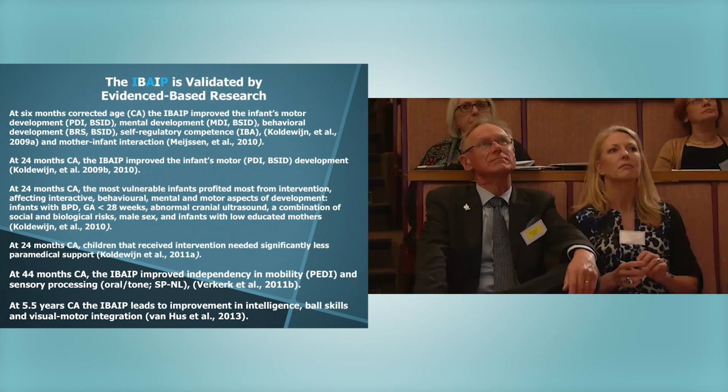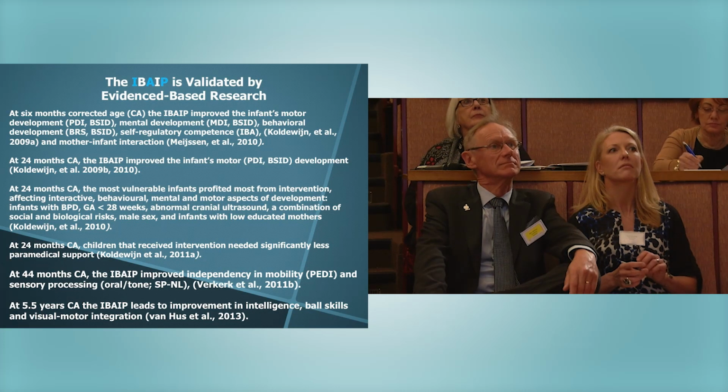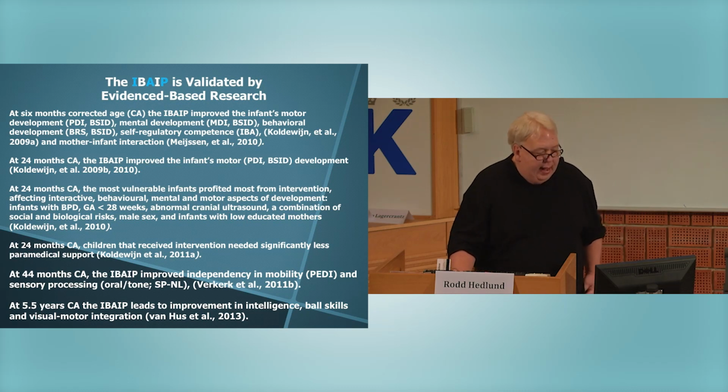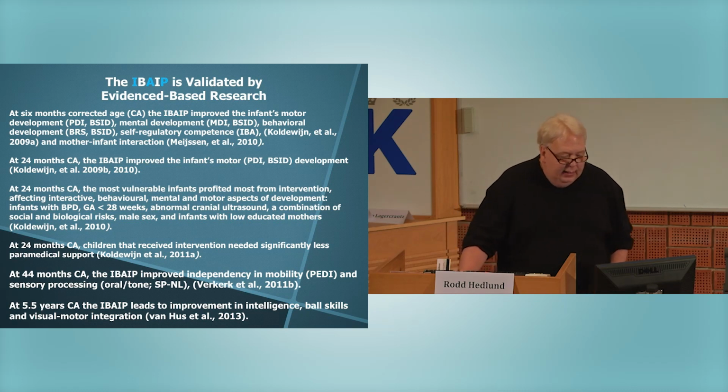The IBAIP is validated by evidence-based research thanks to the Herculean efforts of Marie Jeanne and Karen Koldewijn, who conducted randomized controlled trials between 2004 and 2009. This is the follow-up results of some of the studies that they did, moving from 6 months to 24 months and all the way up to 5.5 years corrected age. The IBAIP leads to improvement in intelligence, ball skills, and visual motor integration.